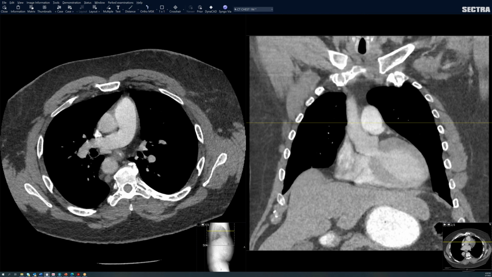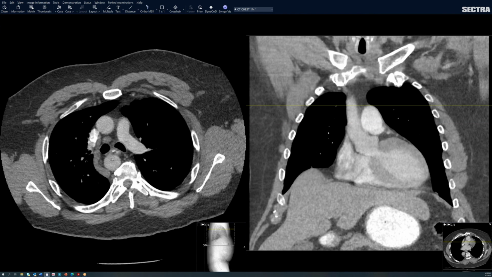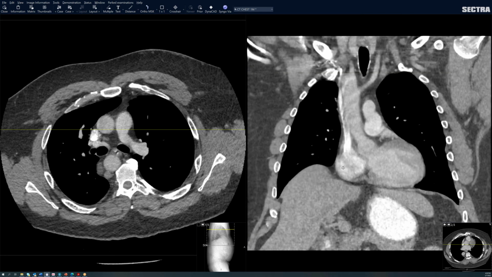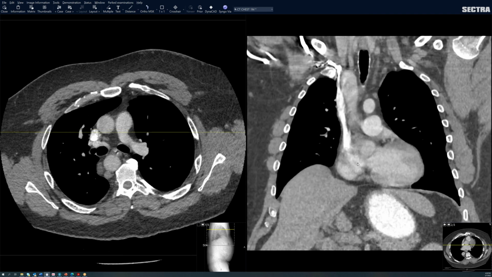So here it is, and you can look at it again, see how the right seems to come off the leftward aspect of the PA. So here is the main PA, this is the right, and this is really coming off the leftward aspect of the PA. And if you compare the left, it's coming off the rightward aspect. And it becomes very obvious when you're looking at volume rendered images.